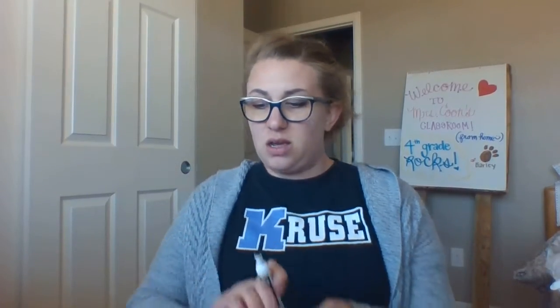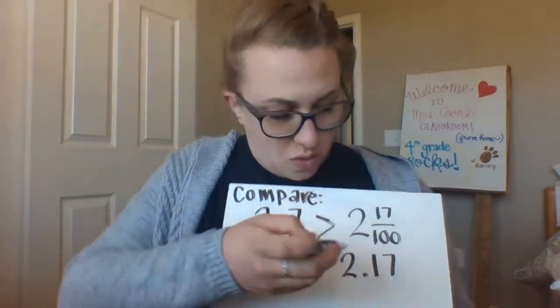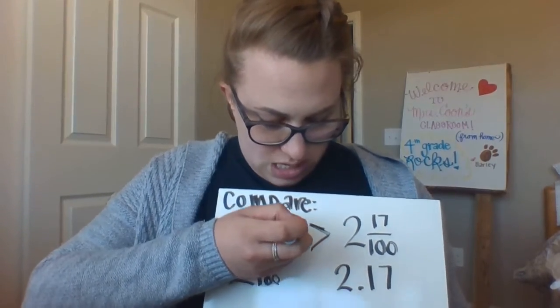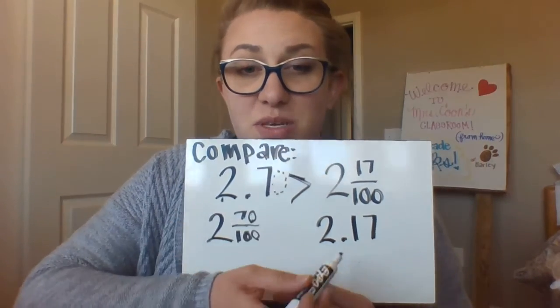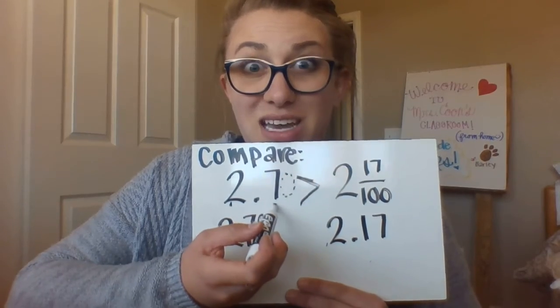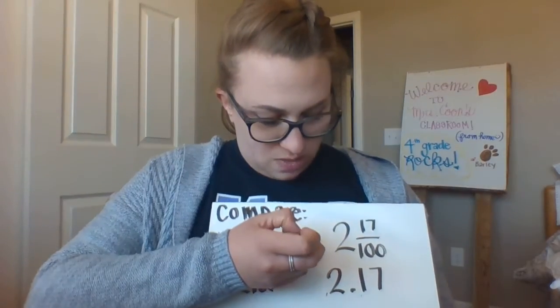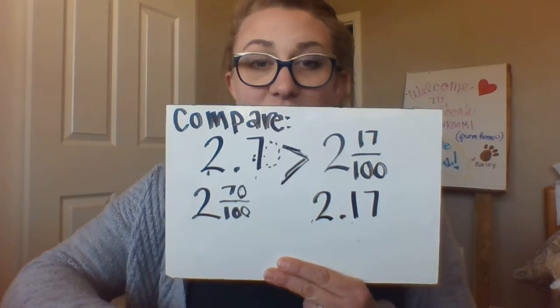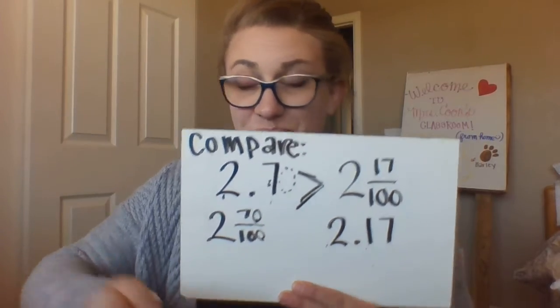So 2 17 hundredths is the same thing as 2.17. Okay, I've rewritten this one as a decimal. So we know that there's that invisible 0 there, right? You could also use place value to compare. One's place is both a 2, but in the tenths place, there's a 7 here, but a 1 here. So again, we can prove that 2 7/10 is greater than 2 17 hundredths, okay?